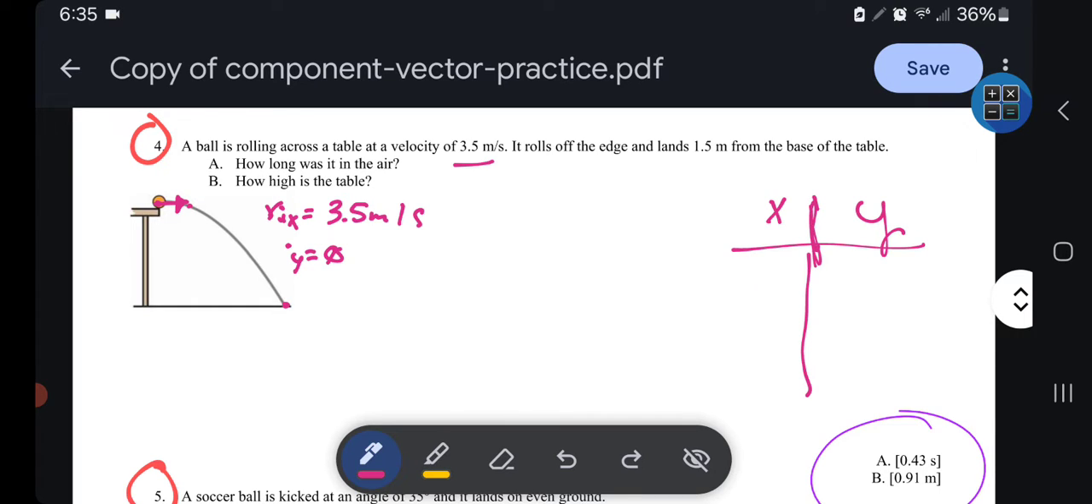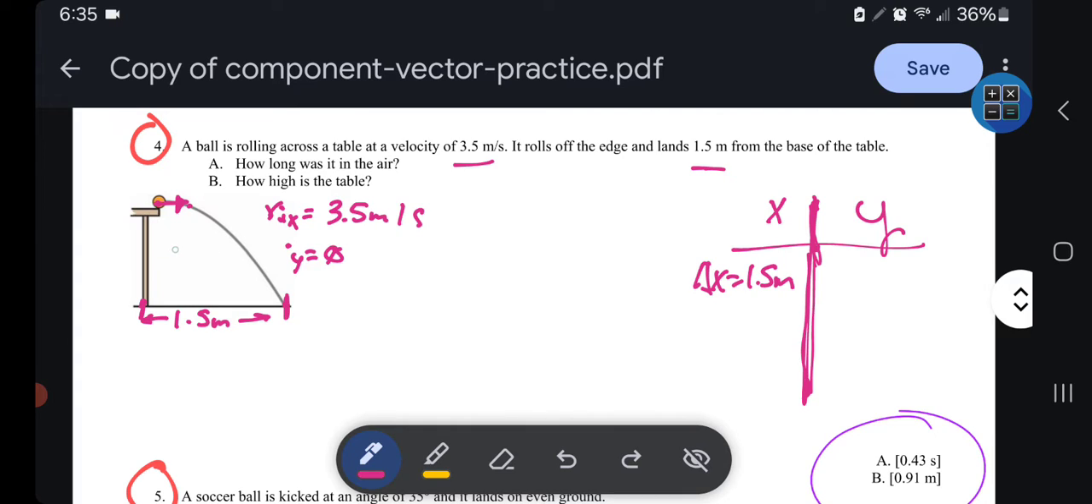Alright, now we need to talk about everything we know in our X and everything we know in our Y. Alright, I'm going to label my diagram here with the distance that it gave us. It said that it lands 1.5 meters away from the table. So that is actually going to tell us our delta X. I should move that over. My delta X is 1.5 meters.